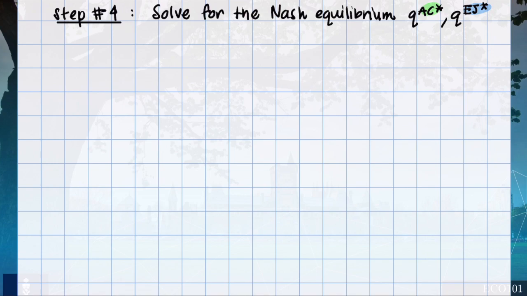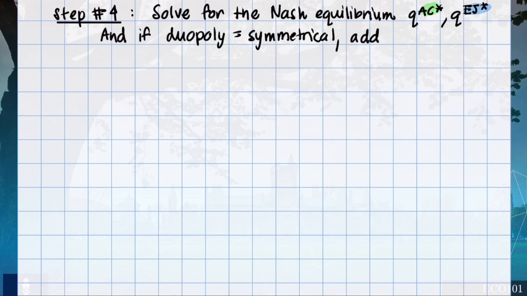And in this step number 4, I can actually add a third equation. If this duopoly is symmetrical, meaning that both firms have exactly the same marginal cost of production, we can add a condition, and it is that since both firms are symmetrical, they are going to produce exactly the same quantity at the Nash equilibrium. So Aero Canada and EastJet are going to sell exactly the same number of tickets. So the problem is mathematically very easy to solve.